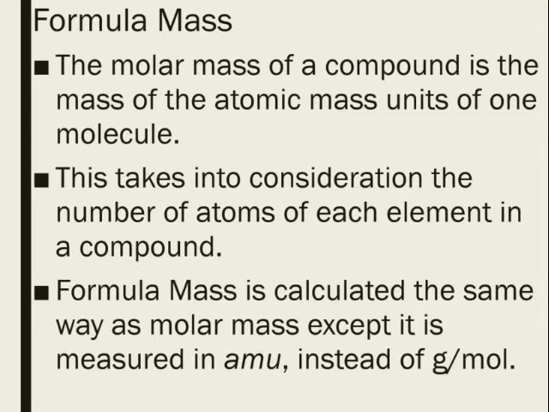So when you look at the formula for, say, NaCl, the formula mass takes into account that there's only one of each kind of atom. There's a total of 2 atoms there. Formula mass is also calculated the same way as molar mass, except we measure using AMU, atomic mass units, instead of grams per mole, which is the unit for molar mass.